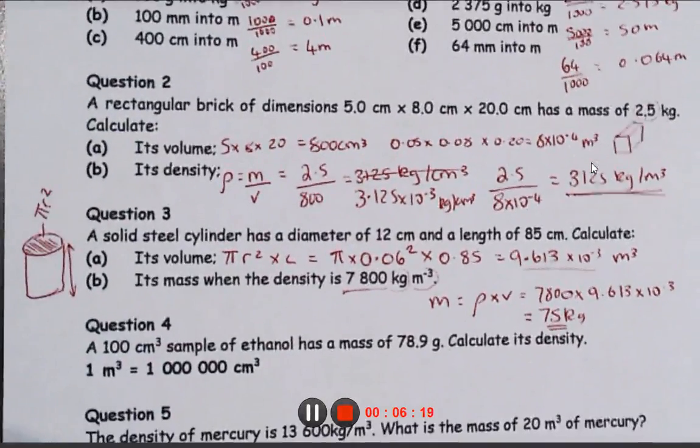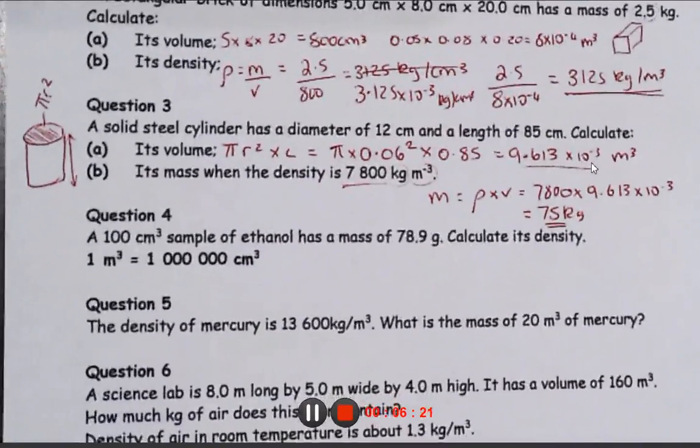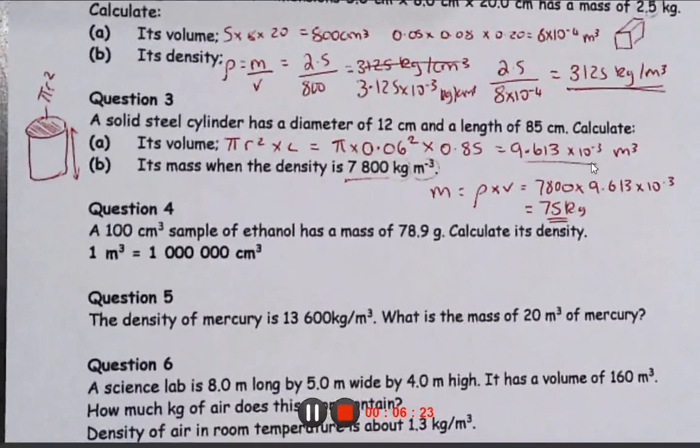Okay, question 4. You've got a 100 centimetre cubed sample of ethanol and it has a mass of 78.9 grams. Calculate its density. I'm going to calculate density in kilograms per metre cubed.